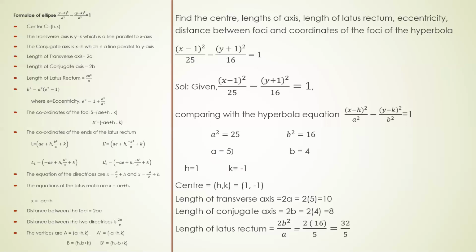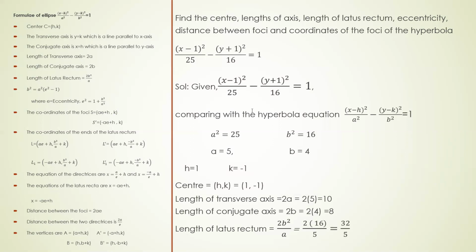Now we have calculated the a value, b value, h value, and k value. Now we will solve the problem. They have asked you to find the center, then the length of the axes, then the length of the latus rectum, eccentricity, distance between foci, and coordinates. So first we will take the center.